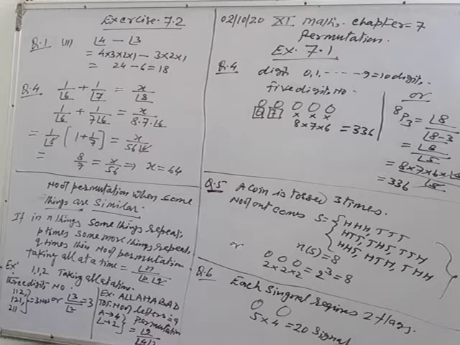Or by the place filling method, a coin is tossed 3 times. So for the first place there are 2 options, it may show head or tail the first time. The second time also it may show head or tail, 2 options. The third time again head or tail, 2 options. Then 2 into 2 into 2, that is 2 cube, which is 8. Now see question number 6.